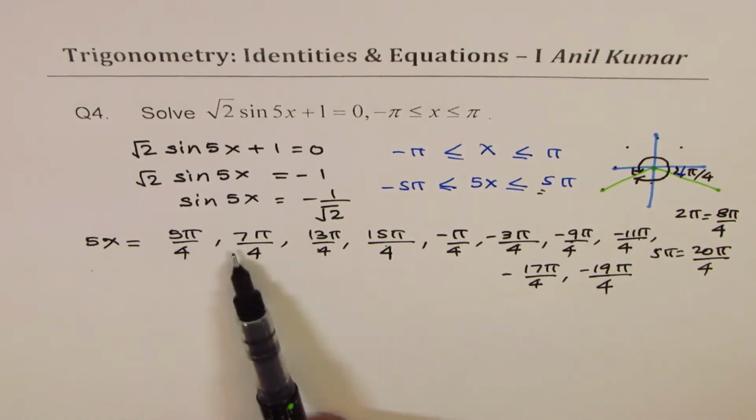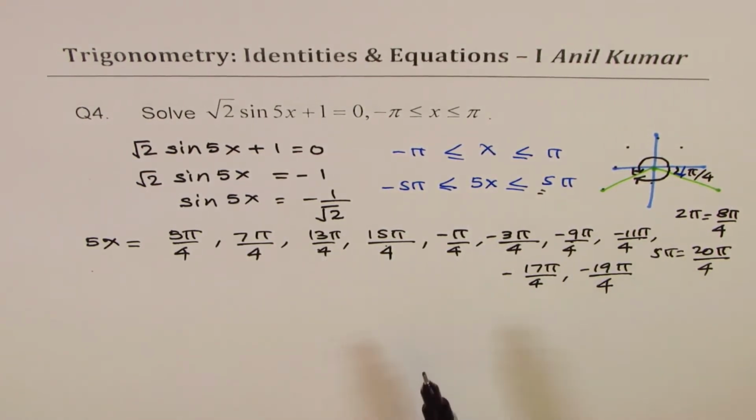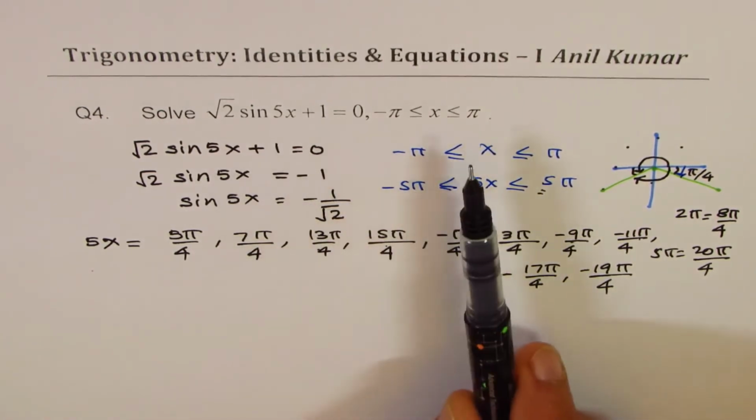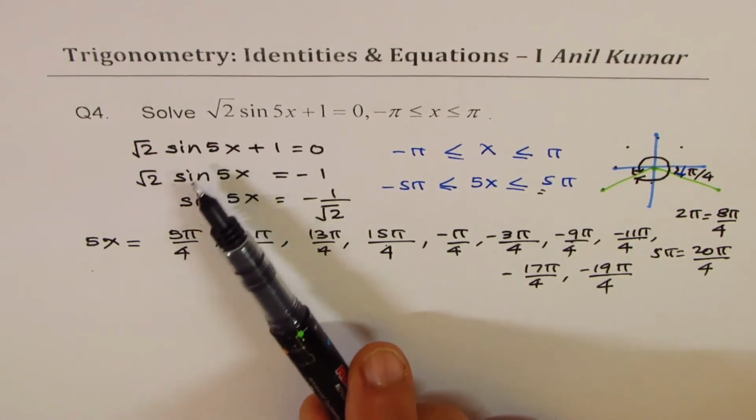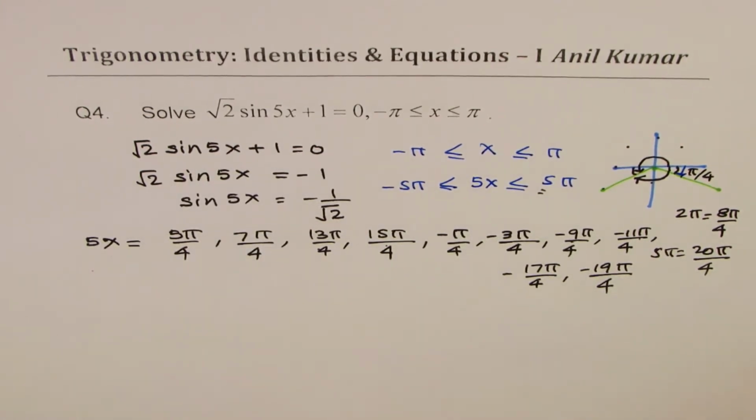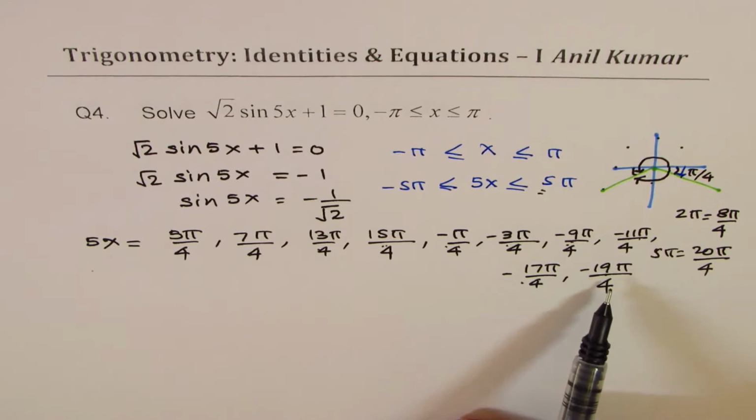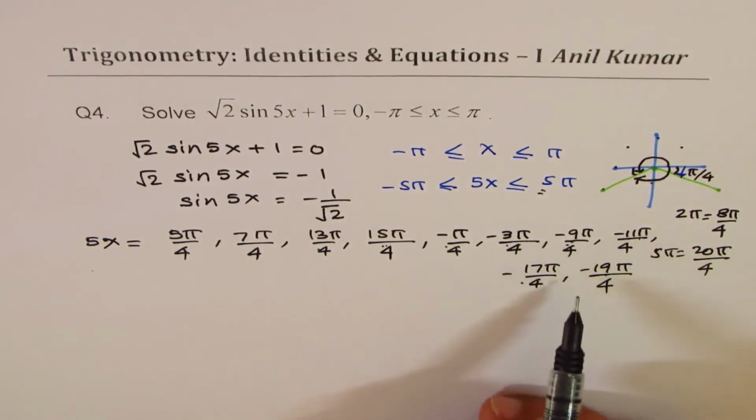So how many do we get? 1, 2, 3, 4, 5, 6, 7, 8, 9, 10. Basically, one period is 2 pi for the normal cycle. Here we have 5 of these, right? So instead of 2 solutions, we are getting 5 times 2, which is 10. Does it make sense to you? That is very important to understand. So that is all the solutions.